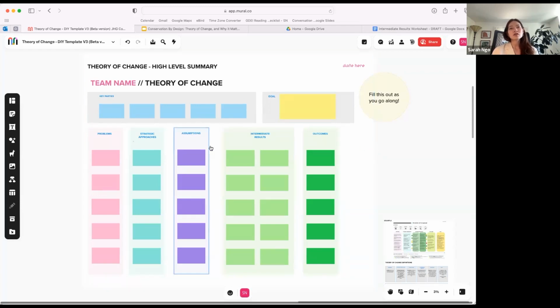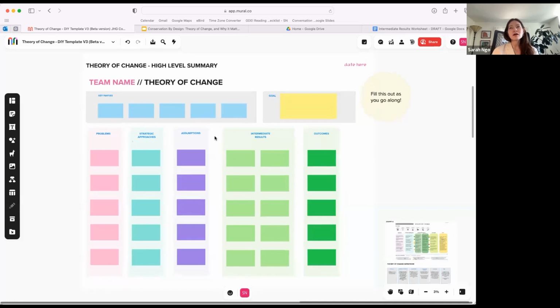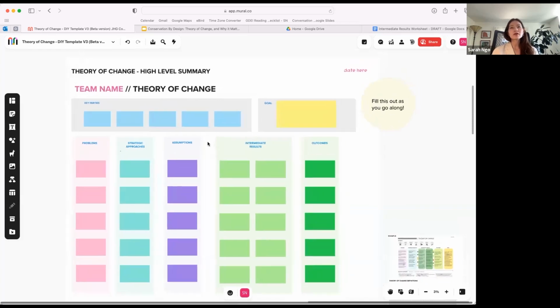So assumptions are important, leading into MEL. But the bulk of the MEL module really focuses on honing in on one or two near-term intermediate results, so that the team can go through the exercise of creating a MEL plan around those in the module. And after the module, if they need to continue that exercise for any of the other intermediate results on their theory of change, they can do that on their own.